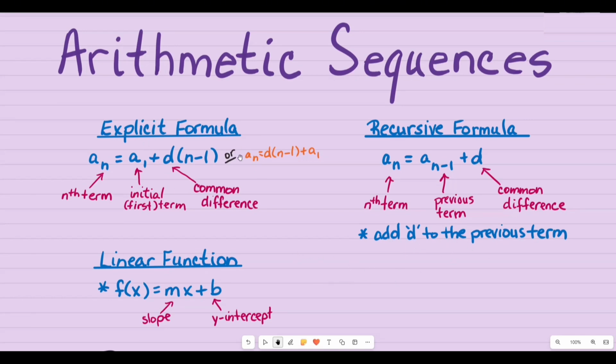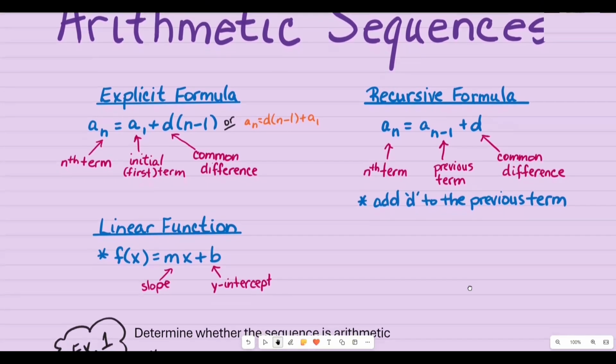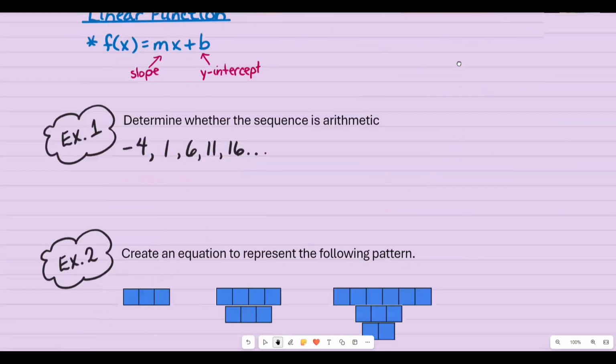Your explicit formula, if you actually distribute this out, you can end up going to your linear function. Your linear function is very helpful when you're trying to graph. You've learned this before. This is when you have your slope as your m, and then b is your y-intercept. So if you don't have this information in your notes, go ahead and put that in your notes. And let's go ahead and get started.